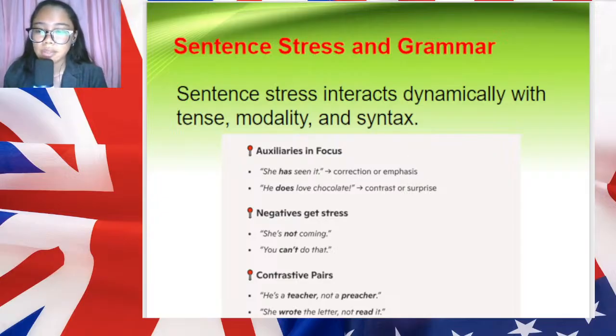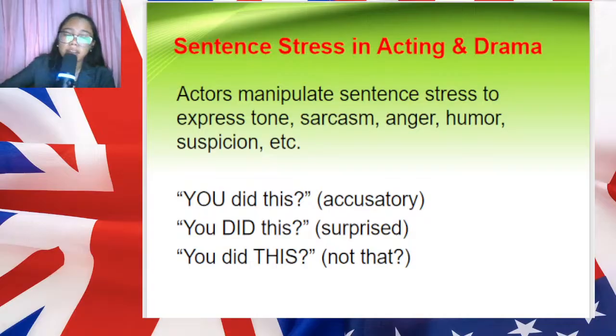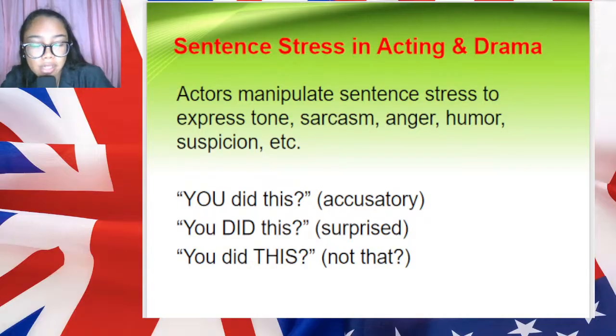Okay, let's move on. Another context we have here: sentence stress in acting and drama. Now, this is just very simple. I just included this for a context on how sentence stress works in acting and drama. So we've seen how stress can guide rhythm, right? How it can mark importance and clarify meaning. But in drama and acting, stress is elevated into an art form. It becomes the actor's tool for shaping character, emotion, and motivation.